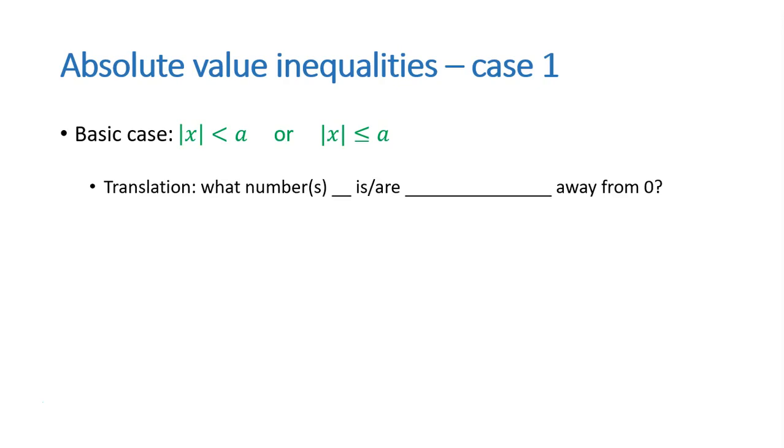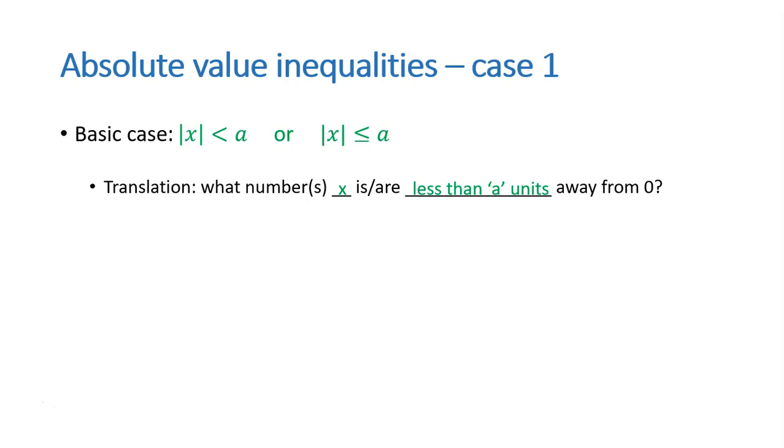So again, think of it as a translation of a question. What number or numbers represented by the variable x is or are less than a units away from 0? So now what we're saying is we want to go from 0 to a number, but we don't have to travel an exact amount. We just have to travel less than a certain amount.